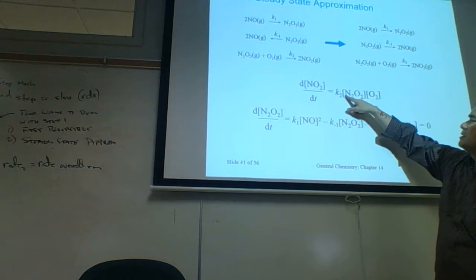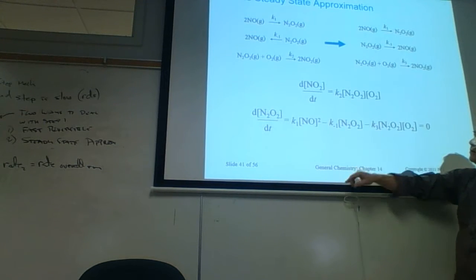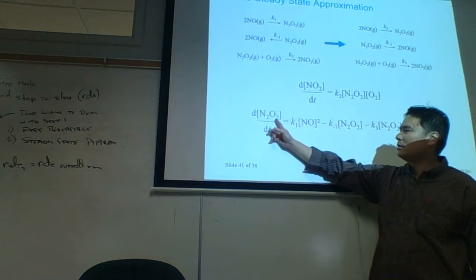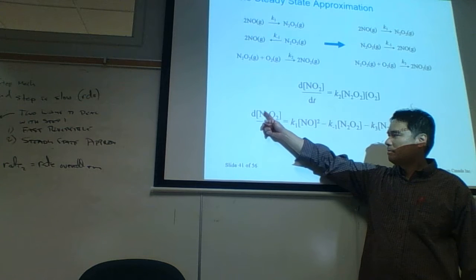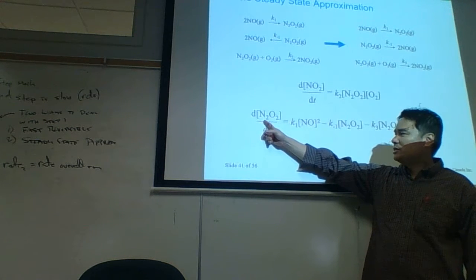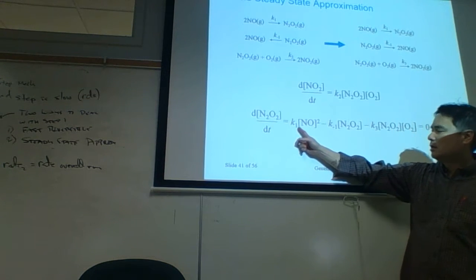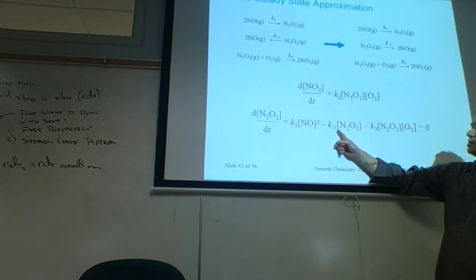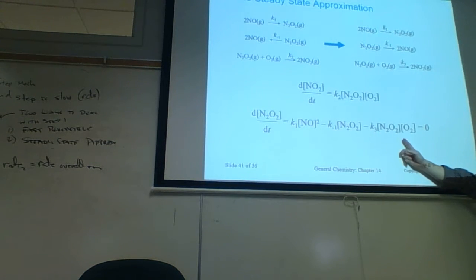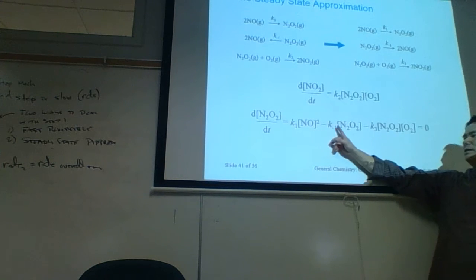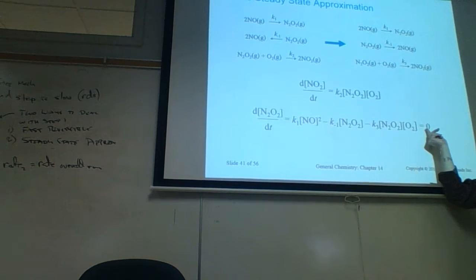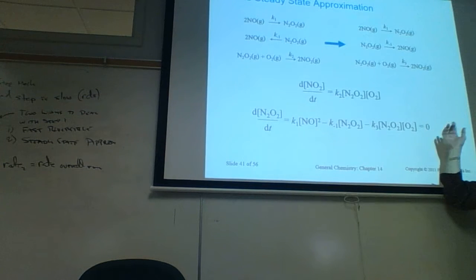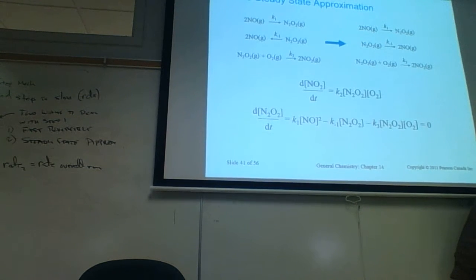The problem is we have this intermediate here. We've got to get rid of the intermediate. And so this is the way we're going to do it. This is the change in the N2O2 over time. Here we have production, that is K1 NO squared, minus consumption. If we take the rate of production minus the consumption, then the net change should be 0. And so this is why it's called the steady state approximation.